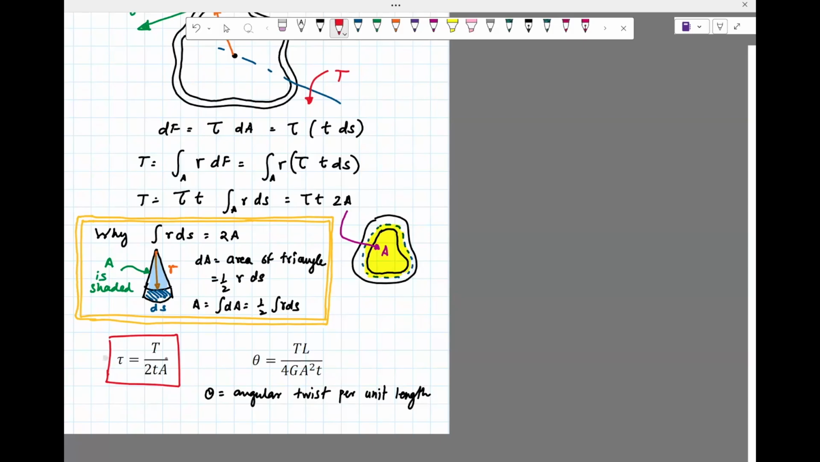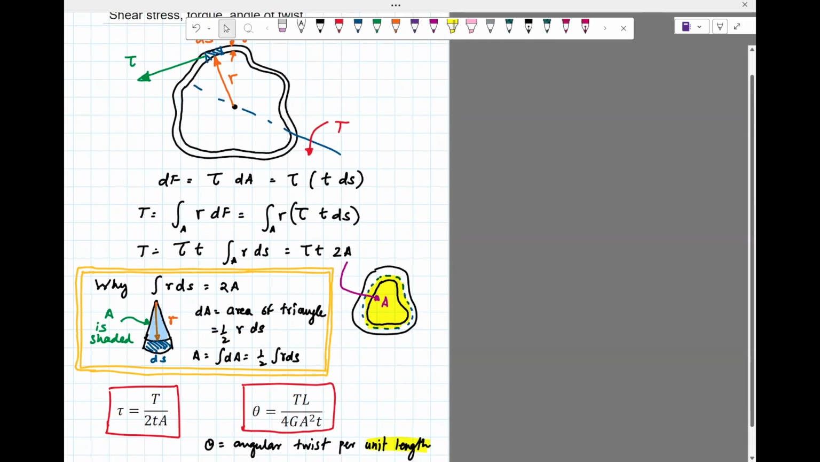Shear stress depends on torque, it depends on thickness, it depends on cross section area. Now this area is the area shown in yellow. So what you do is you take the thickness, you draw the median line, which is shown by the blue dashed line, and the area enclosed by that median line is the area. Okay, and then if you want the angle of twist, so this is very important, this is angular twist per unit length, it is given by this formula.